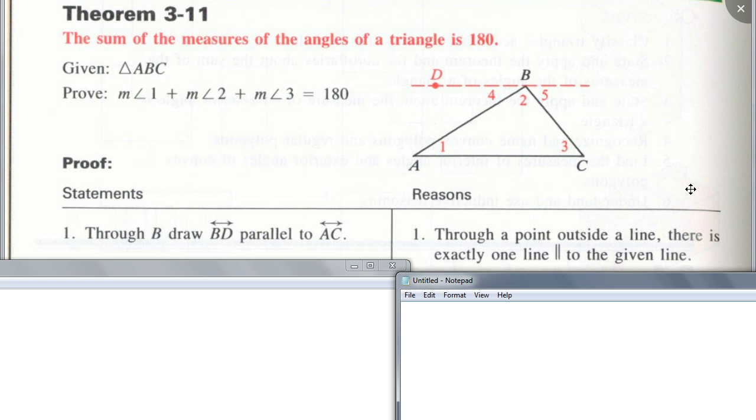Here we go. Let me ask you this. After this, how are we going to show that the sum of the measures of angle 1, 2, 3 is equal to 180? First of all, like I said before, whenever they give you these diagrams and they number these angles, you're going to be using these, okay? So anybody know what to do? All right, 1, 2, 3, 4. Nicholas, what do you think?